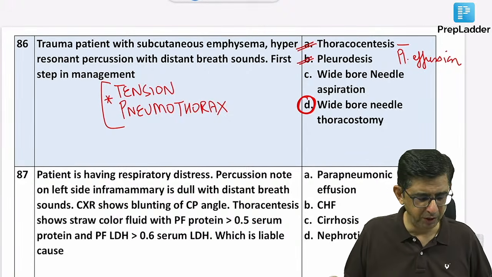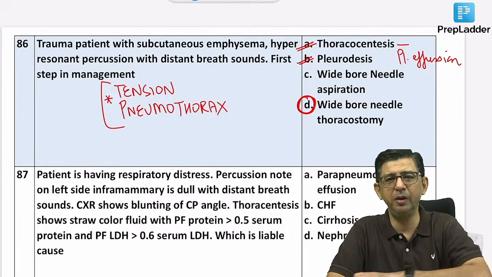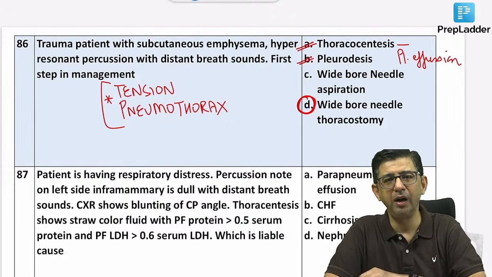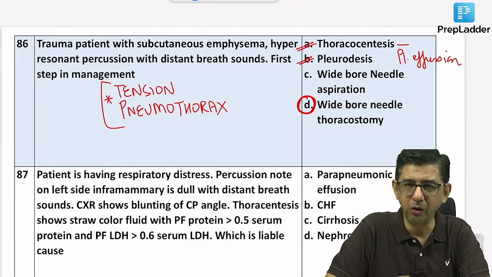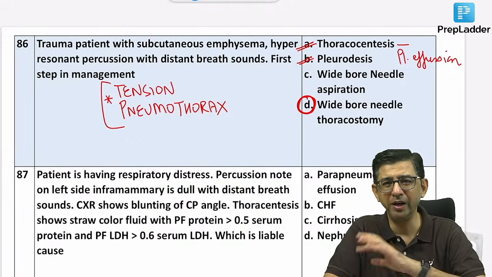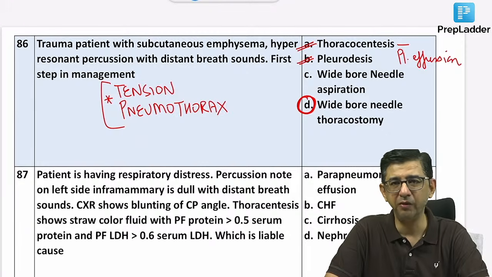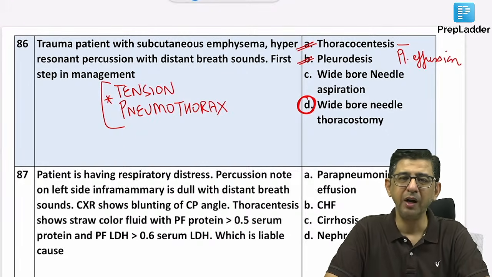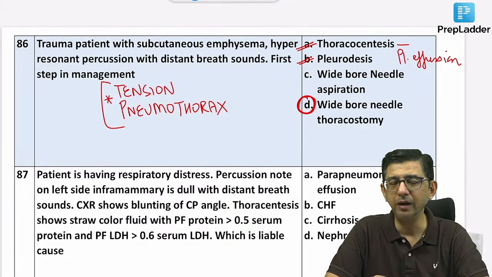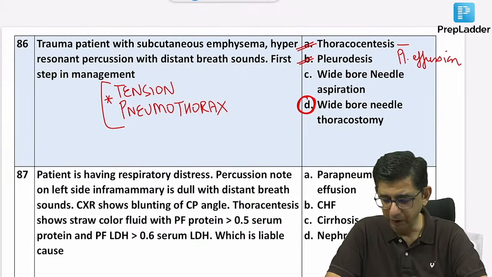The site would remain the same, right? That is the fifth intercostal space. Though there are a couple of guidelines saying second intercostal space only, at the moment I'll not get into that controversy of fifth versus second space. It is mainly the fifth space in the triangle of safety where we'll put in the needle, and then subsequently a chest tube would be deployed in this patient.